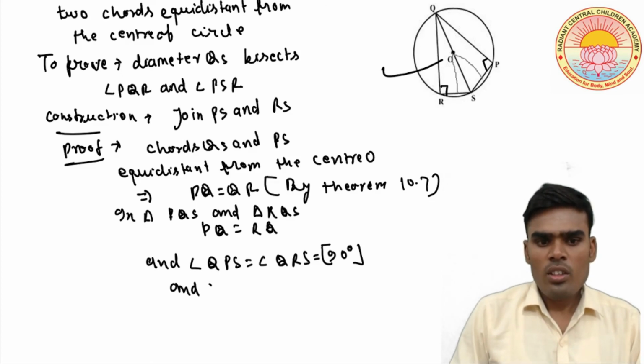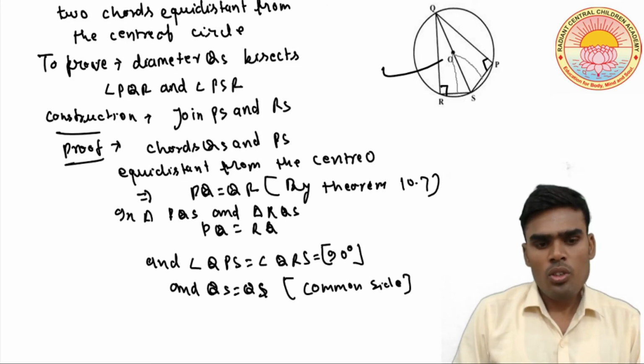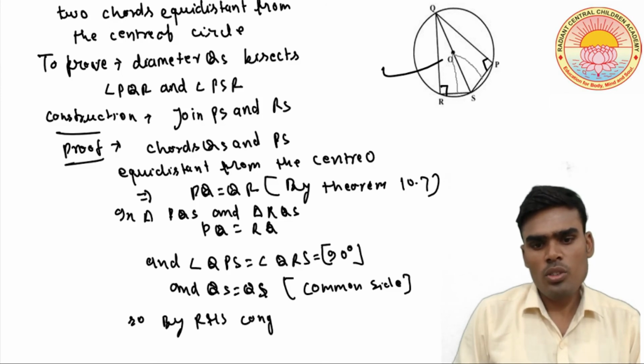And QS is equal to QS. Why? Because this is the common side for both triangles. So we can say that by RHS congruence rule, triangles PQS and RQS are congruent.